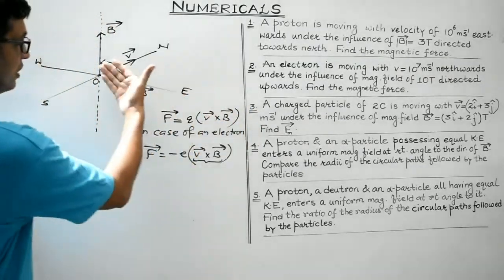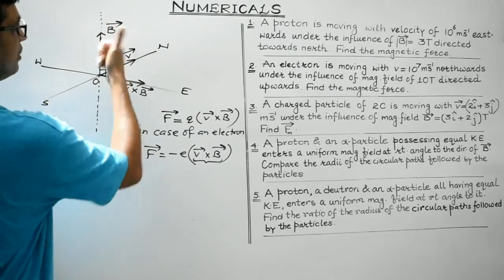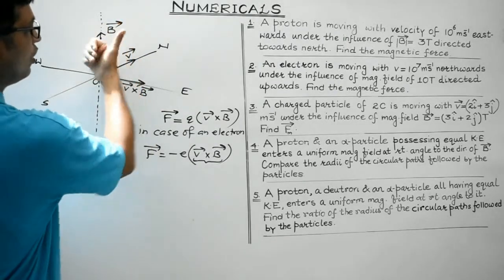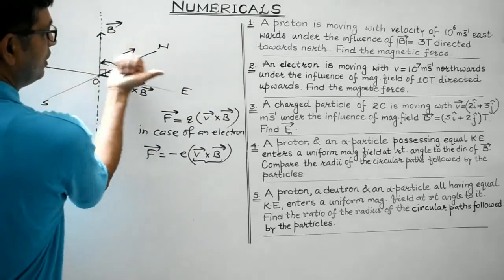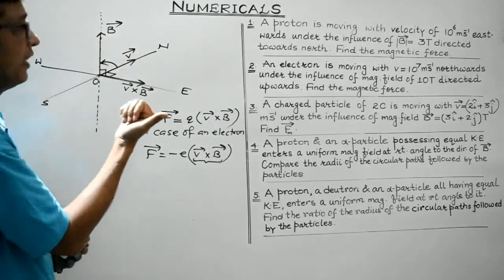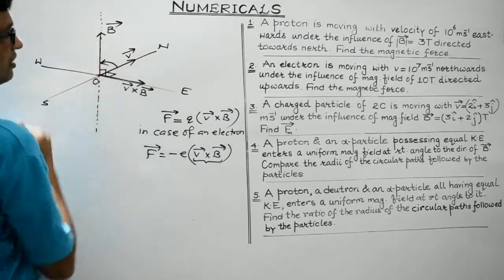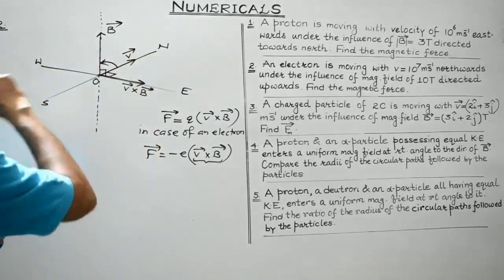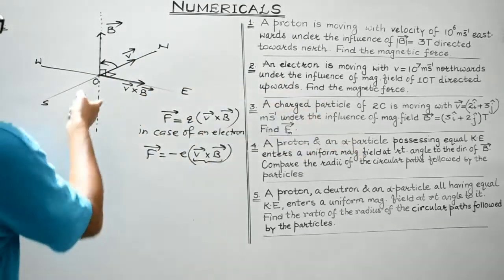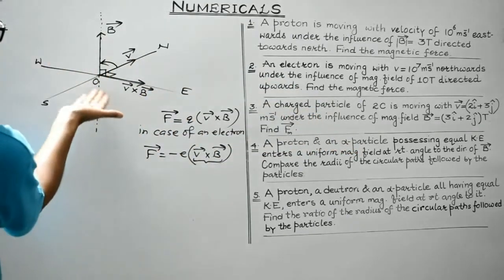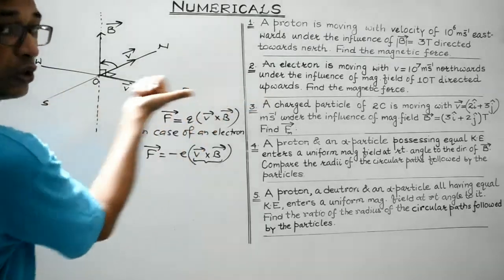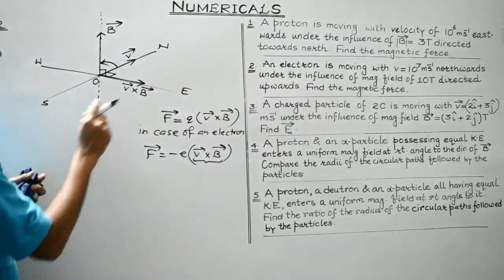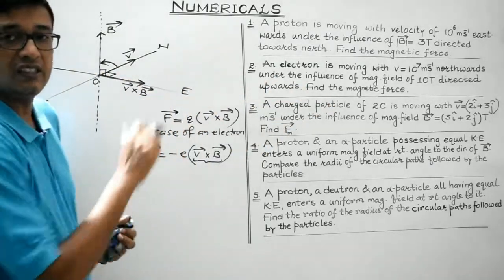The direction in which the fingers curl gives the orientation from v vector to B vector, right? This is north, this is south, this is west, and this is east. So north to vertically upward, it will be like this. So the thumb is pointing towards east. Therefore, the direction of v cross B is towards east.